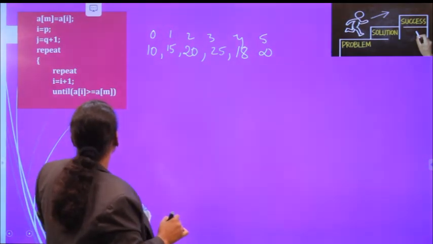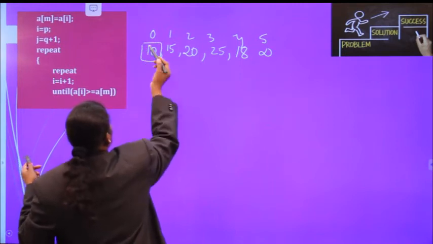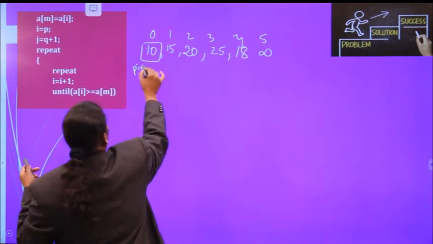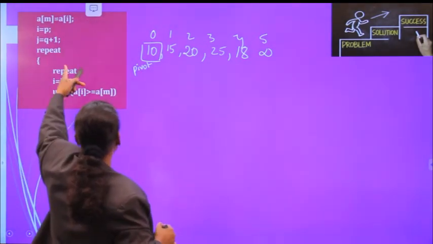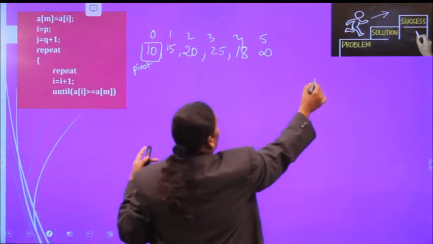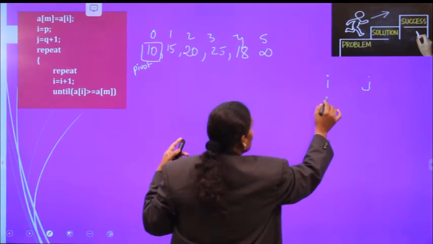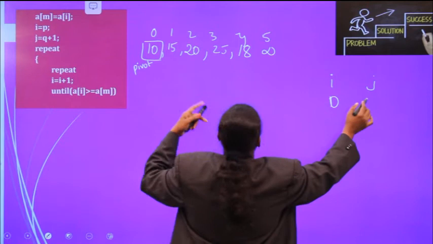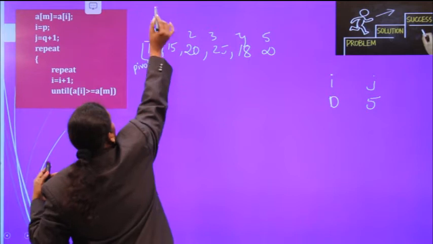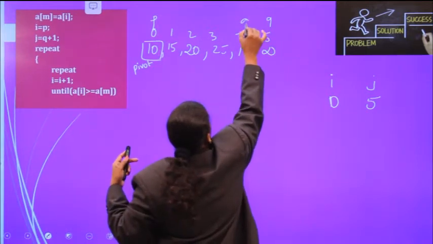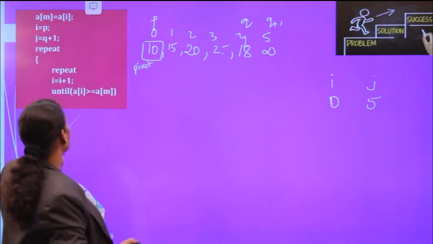Now what are we doing? We have to repeat the process. First, the element A of P is considered as the pivot element. Now here I am considering this as the pivot element. I am going to consider I is equal to P and J is equal to Q plus 1. I is equal to P means 1, and J is equal to Q plus 1, which is nothing but 5. So here this is P, this is Q, and this is Q plus 1, which is 5.